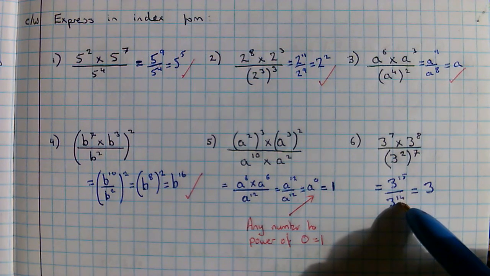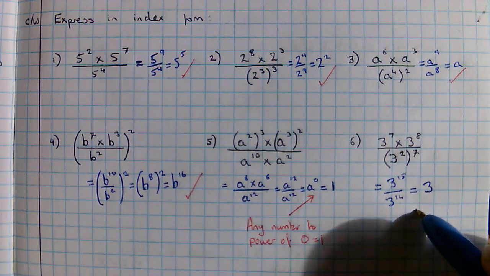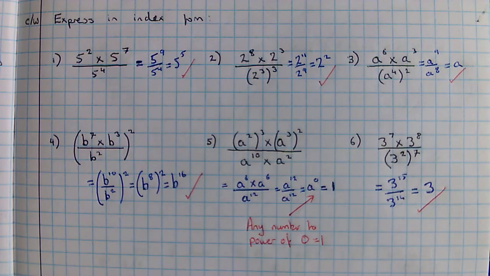Power of a power gives you 3 to the power of 14. Subtracting gives you 3 to the power of 1, which we normally just write as 3. Give yourself a mark out of 6.